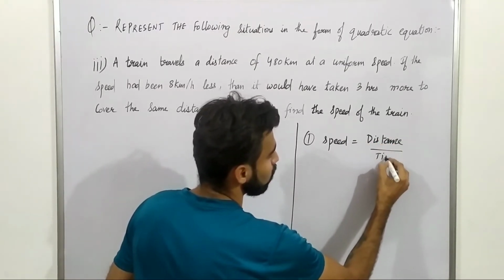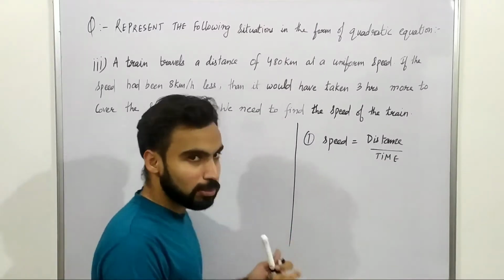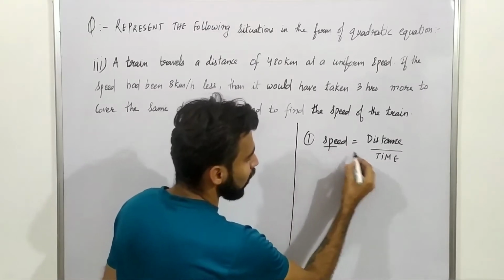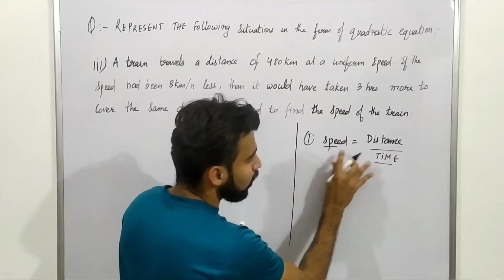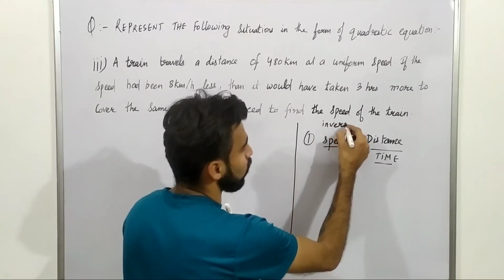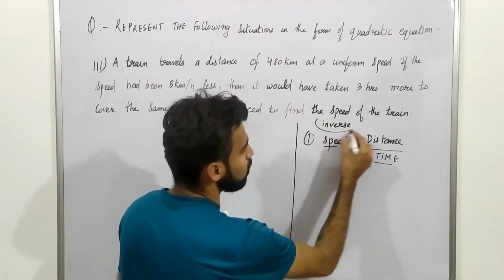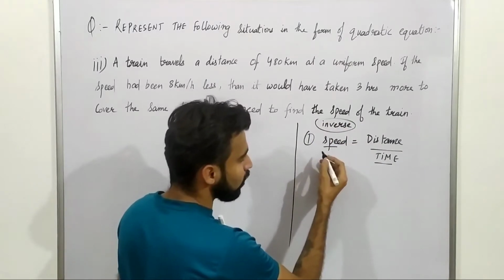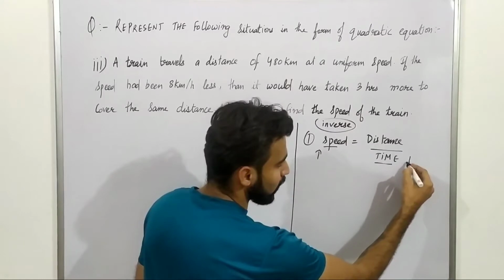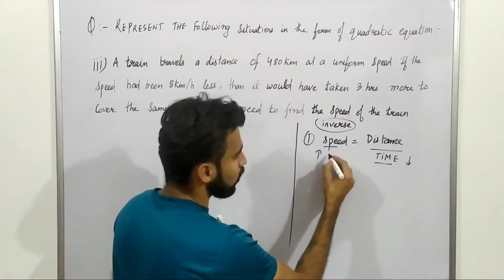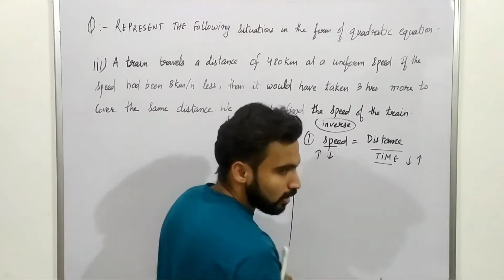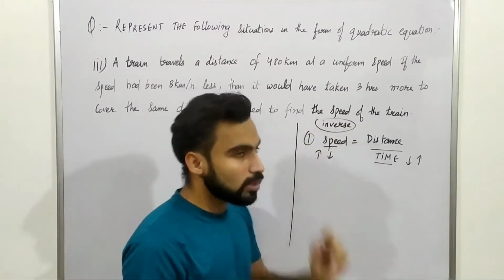upon time. Now let me explain the relation between speed and time. You can see that speed and time are in an inverse relation. Now you will ask, what is an inverse relation? Let me explain. If the speed of any object increases, then the time taken by the object will decrease. Or if the speed decreases, then accordingly the time will increase. So this is the inverse relation.